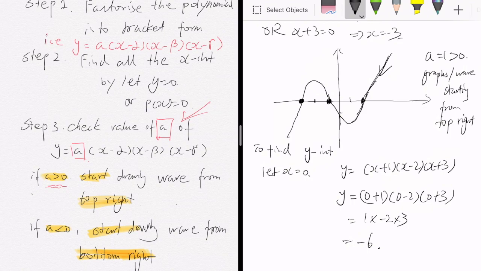So there's -1, let me use a different color. So -1, -2, -3, -4, -5, -6. Okay, so now I know this is my y-intercept. Then I'll have to draw the graph, something like that. Because my y-intercept is over here, my graph eventually is going to look like this. We're starting from the right.